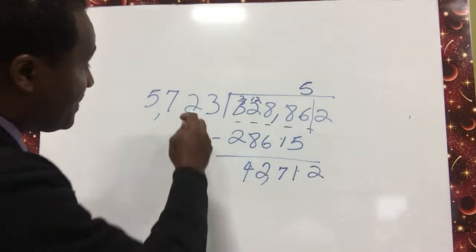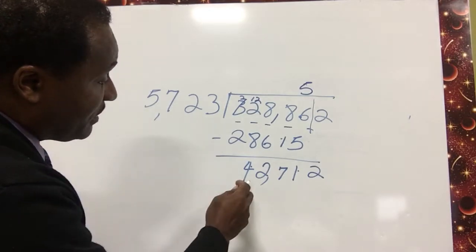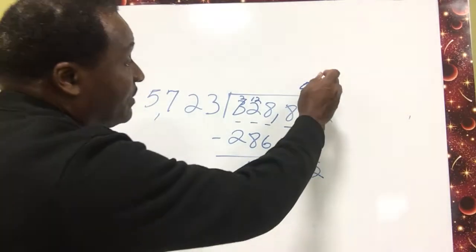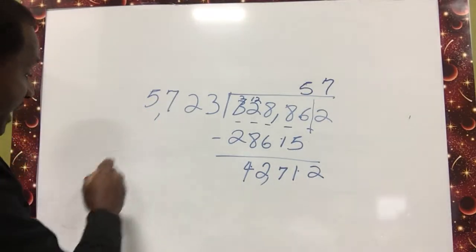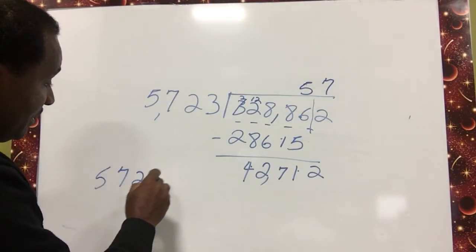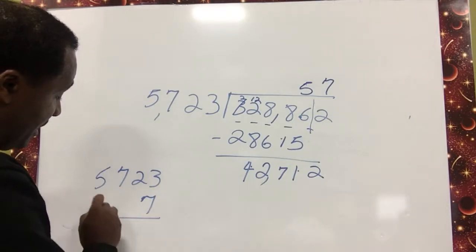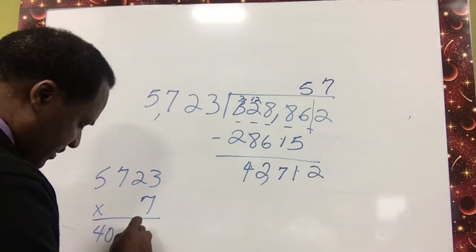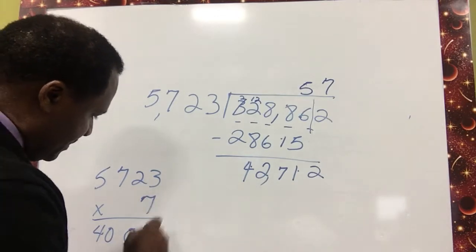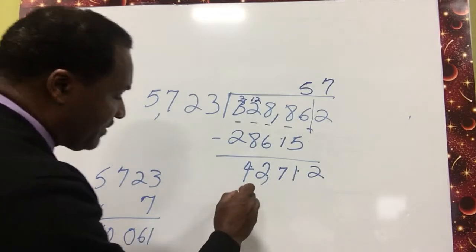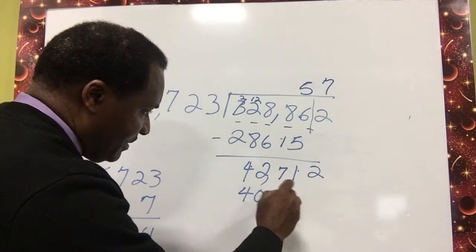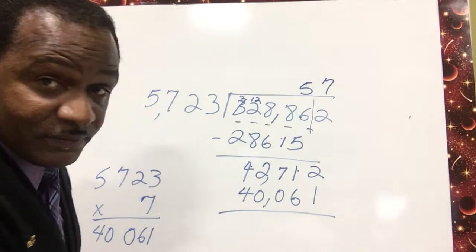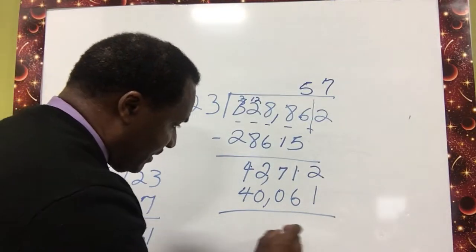Now I need to know how many times 5,723 goes into 42,712. Well, it's going to be 7. It goes in there 7 times because if I multiply 5,723 times 7, it's going to come out to be 40,061. And if that's 40,061, I'm going to take that number, 40,061, and subtract that from 42,712.